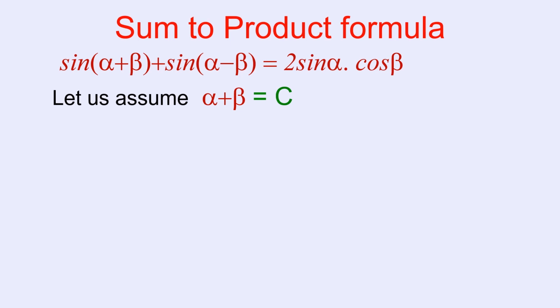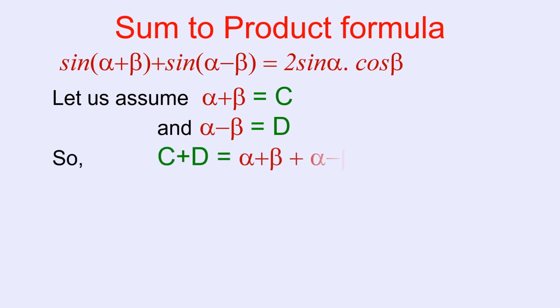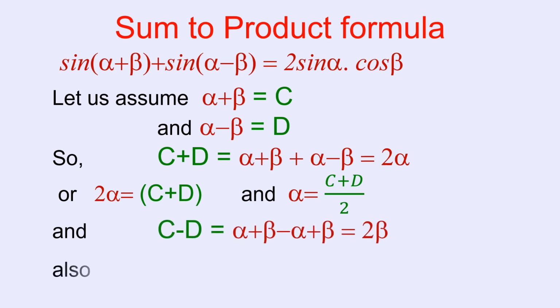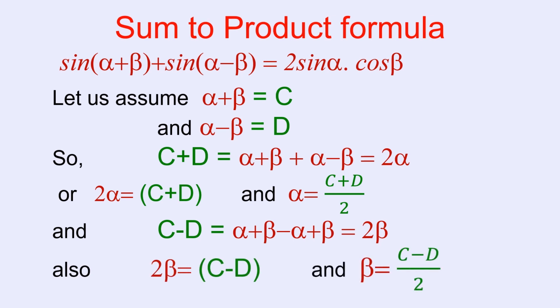Let us assume alpha plus beta equals c, and alpha minus beta equals d. So, c plus d equals alpha plus beta plus alpha minus beta equals 2 times alpha, or 2 times alpha equals c plus d, or alpha equals half of c plus d. And c minus d equals alpha plus beta minus alpha plus beta equals 2 times beta. Also 2 times beta equals c minus d, where beta equals half of c minus d.